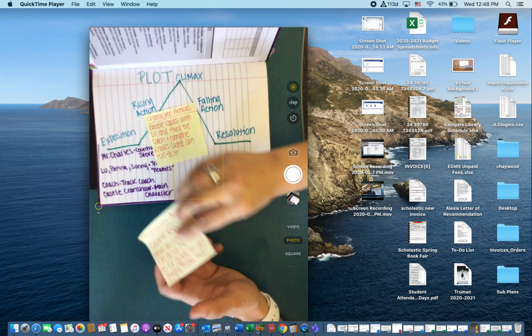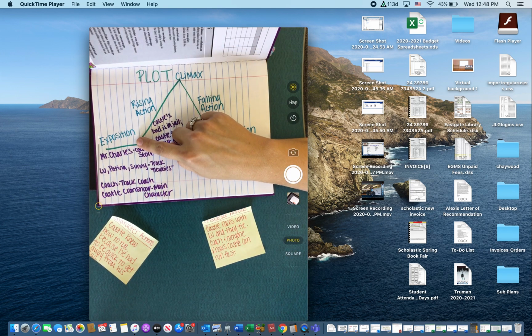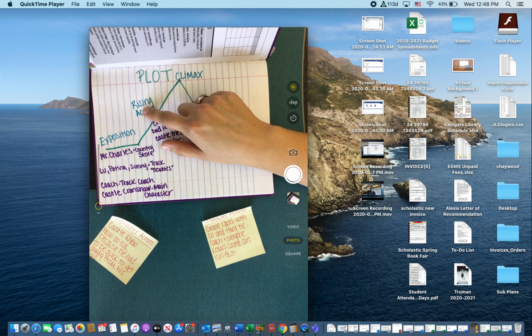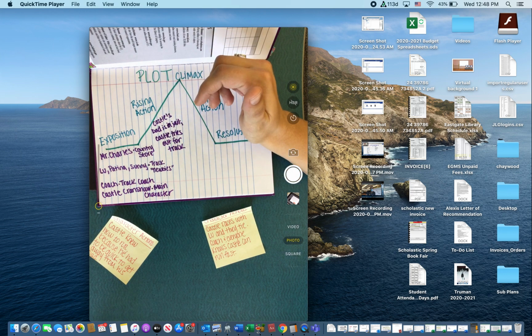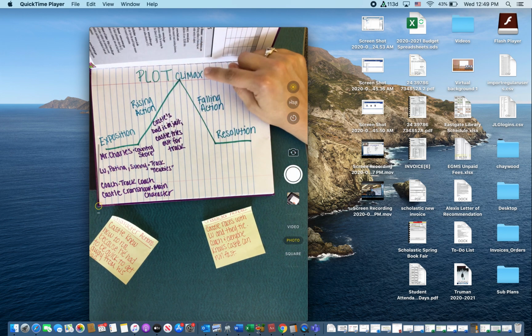So remember the plot mountain, we have exposition, so that's where we introduce our characters and our setting. Then we have rising action. That's when a problem usually occurs in your text and things start to get a little more action-packed in your story. Usually the problem starts taking place.